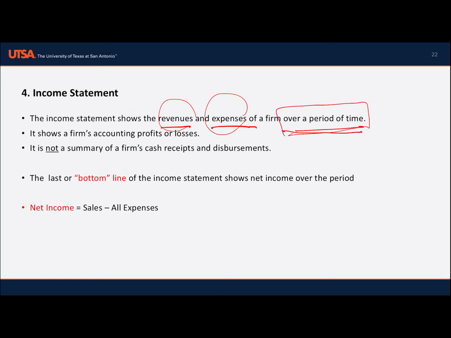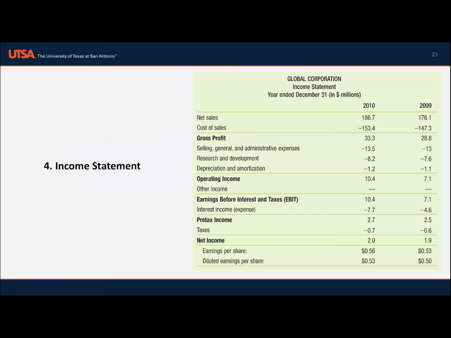So it shows a firm's accounting profits and losses. It's not a summary of a firm's cash receipts and disbursements. The last or bottom line of the income statement shows the net income over the period. So you should find net income: sales minus all expenses. Let's look at the income statement as of 2010.